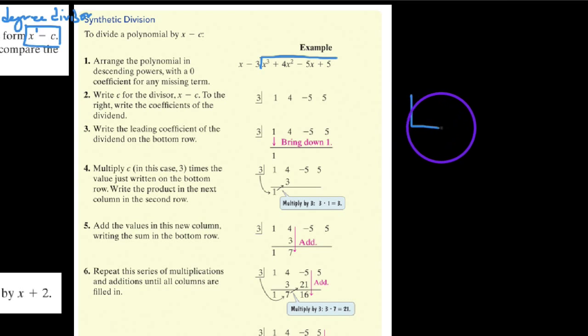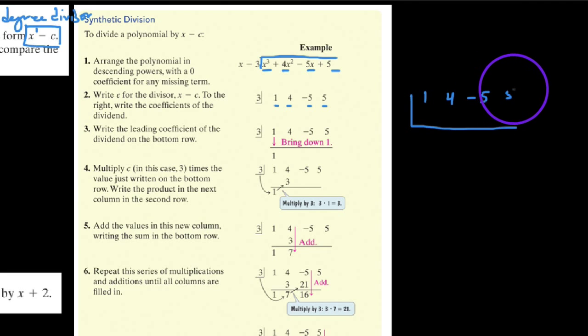I would say that I turn my division bar upside down, and what we do is we take all the coefficients of the original statement and we insert them into this array right here. So I would say 1 for x cubed, 4 for x squared, negative 5 for x to the first, and 5 for the constant. And then on the outside of this, you notice that they have a 3 here. It says write c for the divisor x minus c. It says to the right, write the coefficients of the dividend. So we have the coefficients of the dividend.